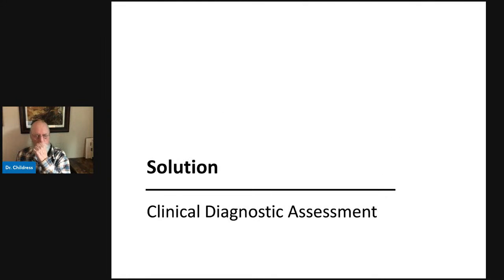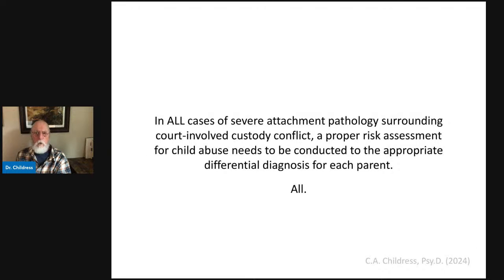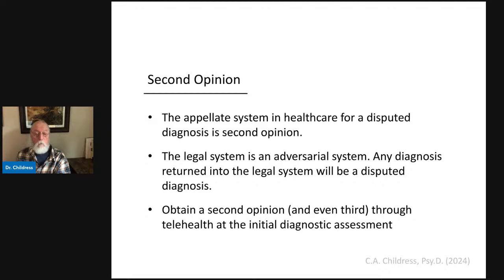So the solution is a clinical diagnostic assessment. We need to get an accurate diagnosis so we know what to do. Treatment for cancer is different than the treatment for diabetes. So in all cases of severe attachment pathology surrounding court-involved custody conflict, a child rejecting a parent, a proper risk assessment for child abuse needs to be conducted to the appropriate differential diagnosis for each parent, all of them, routinely.